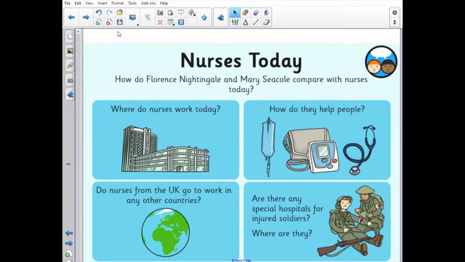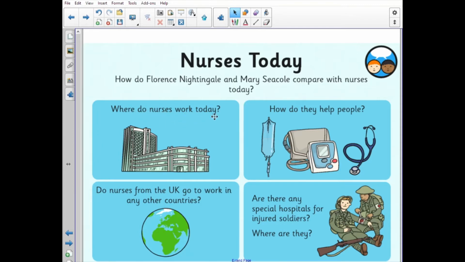And finally, after we've done the Venn diagram, nurses today. How do Florence Nightingale and Mary Seacole compare with nurses today? This is a discussion I'd like for you to have with a person helping you. Nurses and doctors and care workers have been in the news a lot recently during the coronavirus epidemic. Look at these questions. I'll read them to you, but I would like for you to talk about them with the person you're working with.